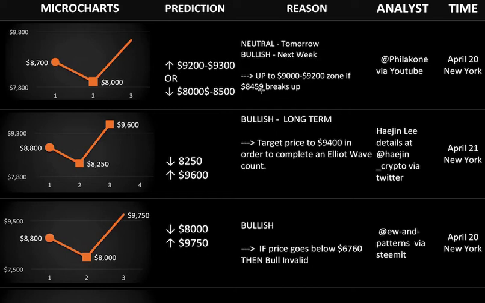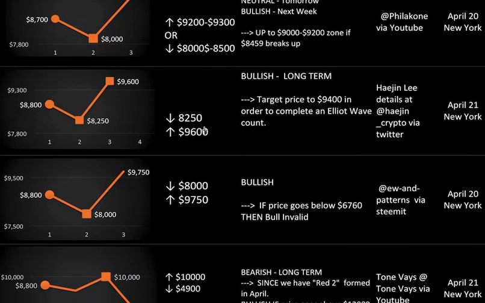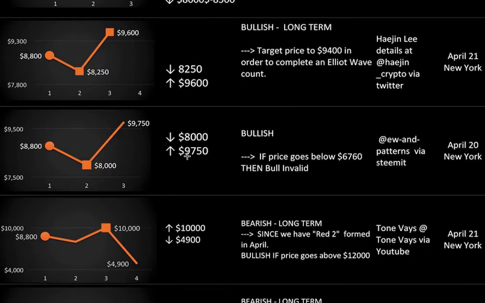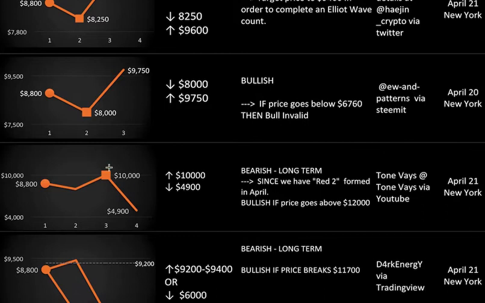And previously, Philicone mentioned a break of 84.59 would go up, and he did that. And then we have Heijin sees us going to 9400 zone. We have EW and patterns seeing us going to the 9750 zone after retracing. Tony Vase believes we're going to dip and go up to the 10,000 zone, and then he's longer term bullish.